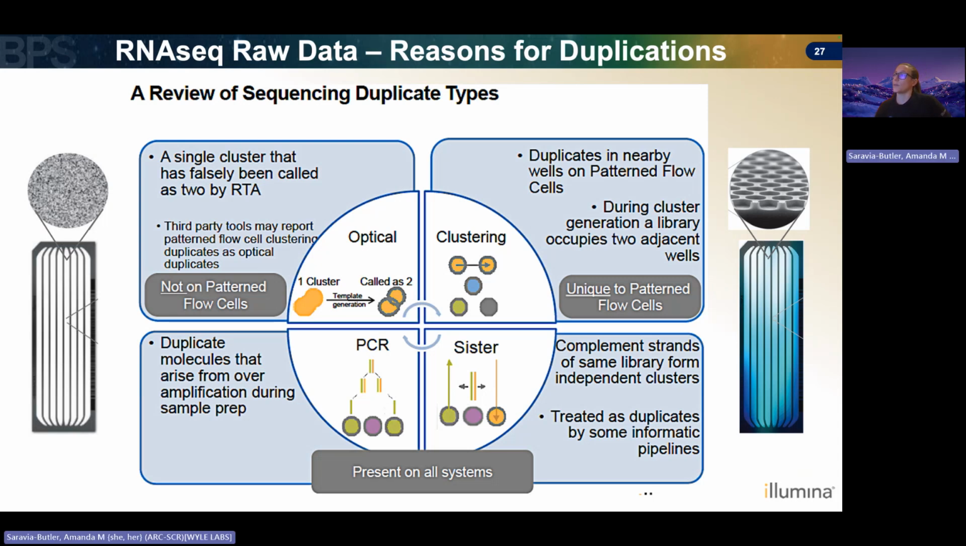The other thing that could happen here is if complementary strands from your sample library populate two different locations on your flow cell, then again, you have the same origin sequence populating two different clusters. And so that is another form of a technical duplicate.